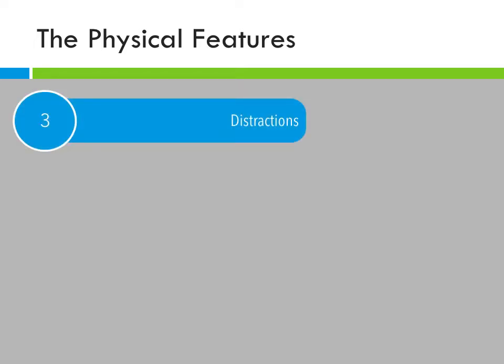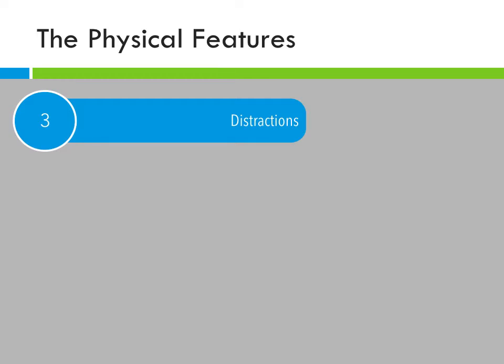The last physical feature we're going to look at is distractions. Now, the goal as a classroom manager is to keep learners on task and focused. Therefore, you need to try and eliminate any distractions that will defeat our attempt to keep learners on task and focused. This goal is especially important for our more distractible learners.